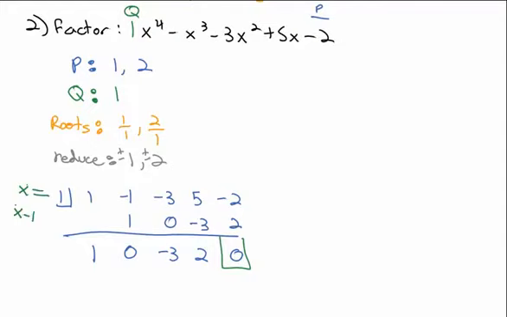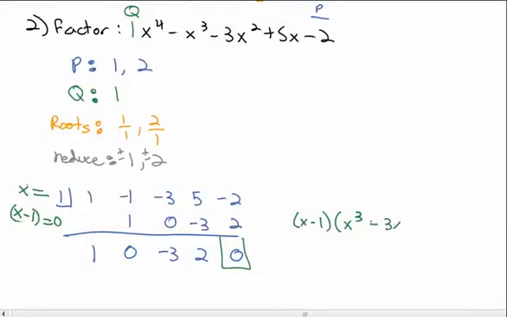Subtract 1 from both sides, and we have x minus 1 equals 0. X minus 1 is a factor. So essentially we have x minus 1 times the stuff that's left, x cubed plus 0x squared minus 3x plus 2. But we still have a cube. So we still need to keep working on it.